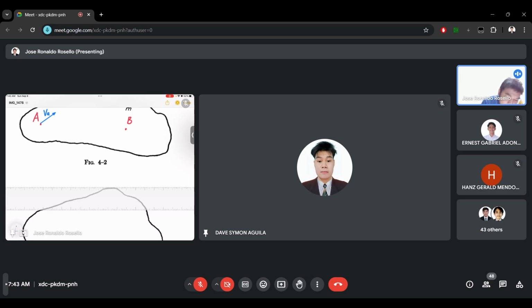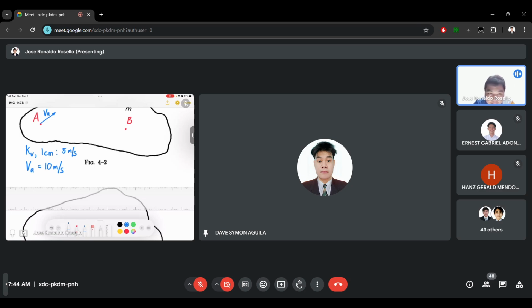The given first is the velocity scale. The velocity scale given is, for every 1 centimeter, we have 5 meters per second. And velocity A is given to be 10 meters per second. Now, if velocity A is given and there's a given velocity scale, we have to represent this velocity as a vector.